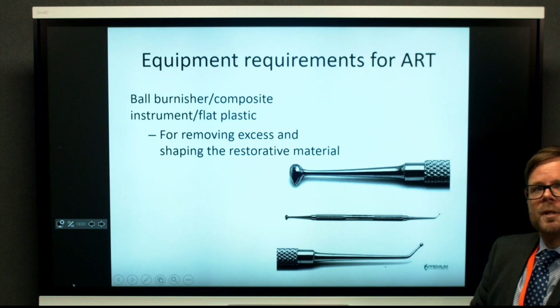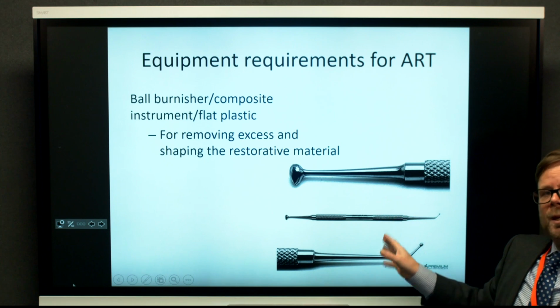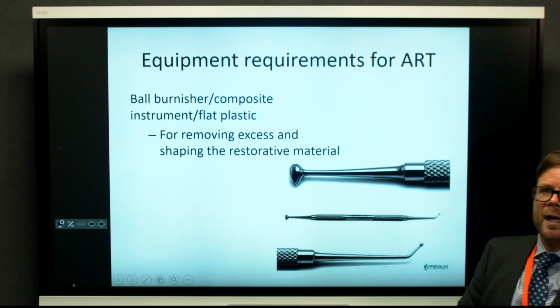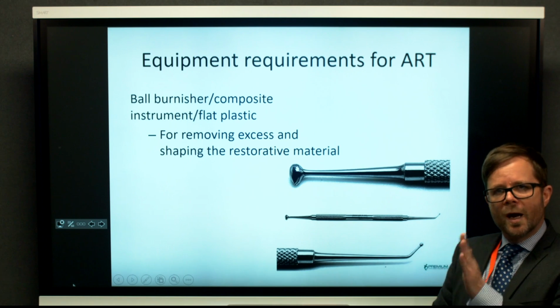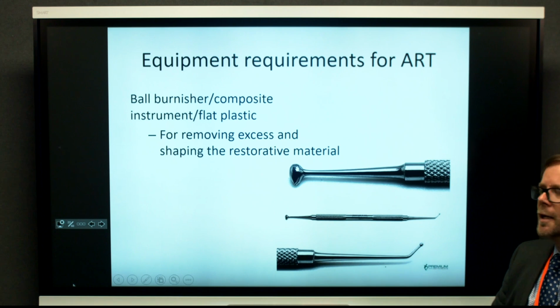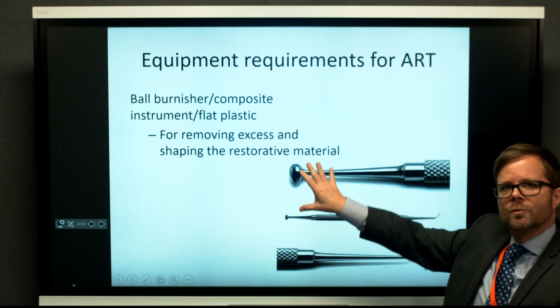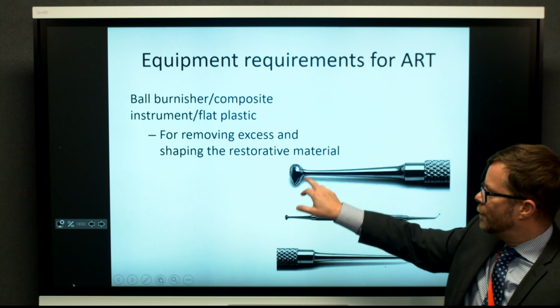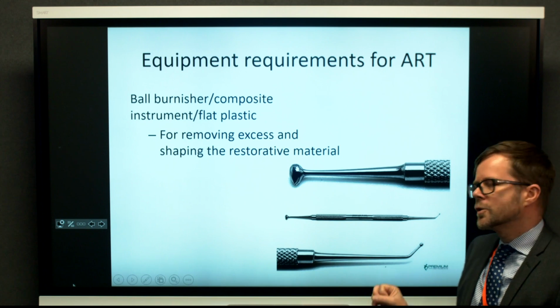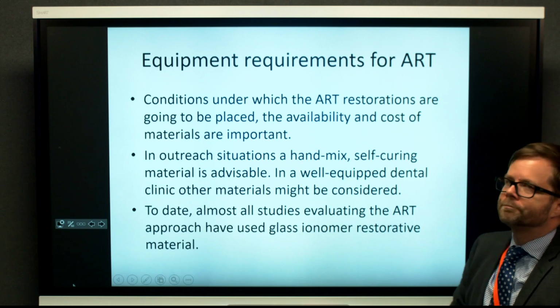We then need something like a ball burnisher or a flat plastic instrument to help us to place the restoration into the cavity and to push it down and also to shape it after it's been placed in there. So there's probably a variety of instruments that you could use, a ball or football shaped burnisher, flat plastic, etc. So have a couple of those in your kit as well.